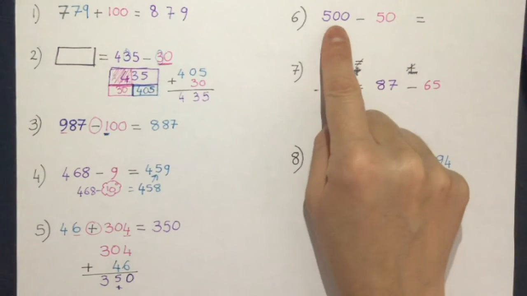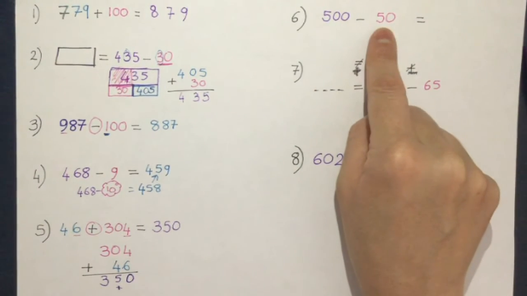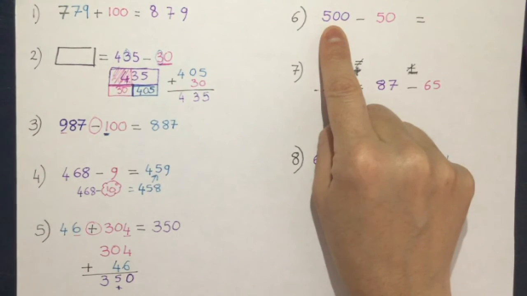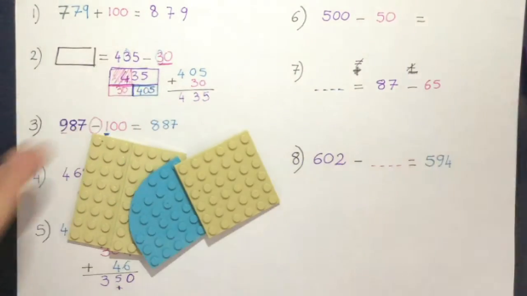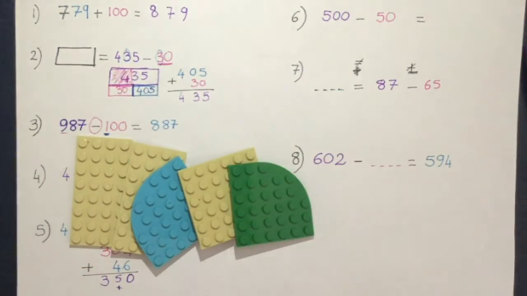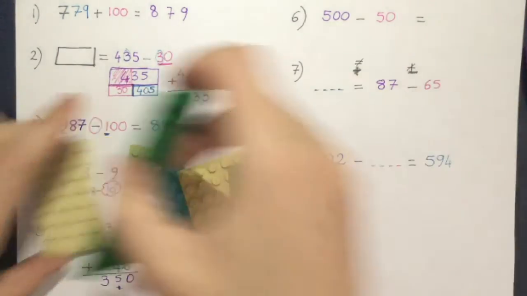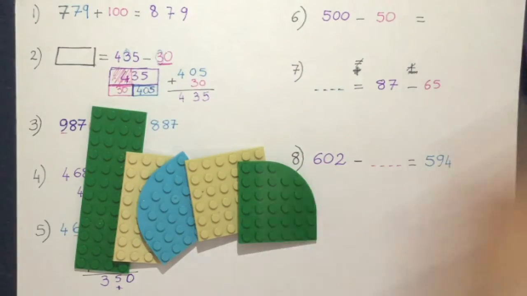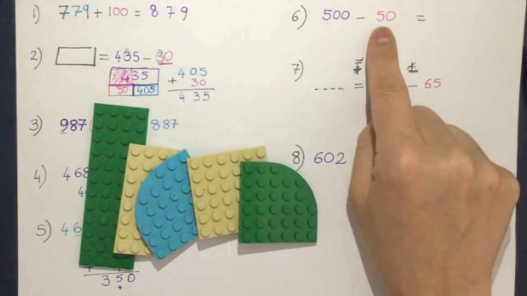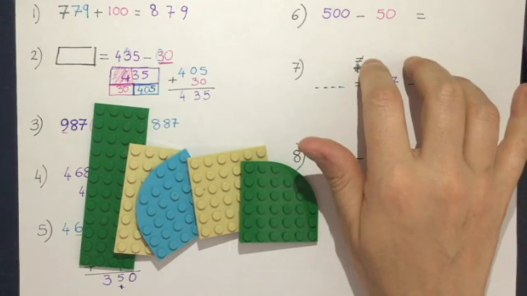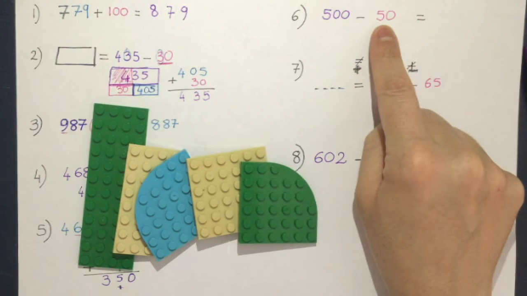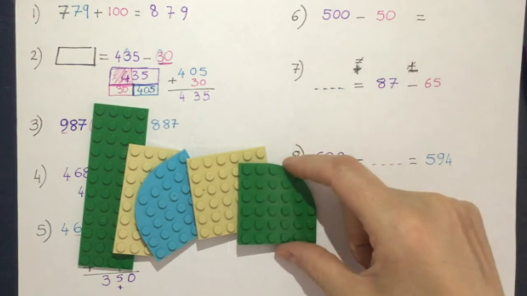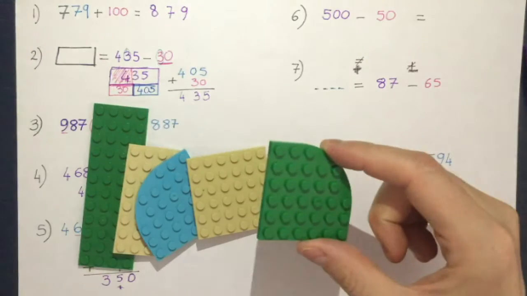My next one, 500 take away 50. All right, 500 is made of 500s like this. 1, 2, 3, 4, 5 hundreds. Okay, just because I want it to be very visual. 500, and I take 50 away. I could do the column method, but this is a multiple of 10, and I know that each 100 is made of 10 tens.